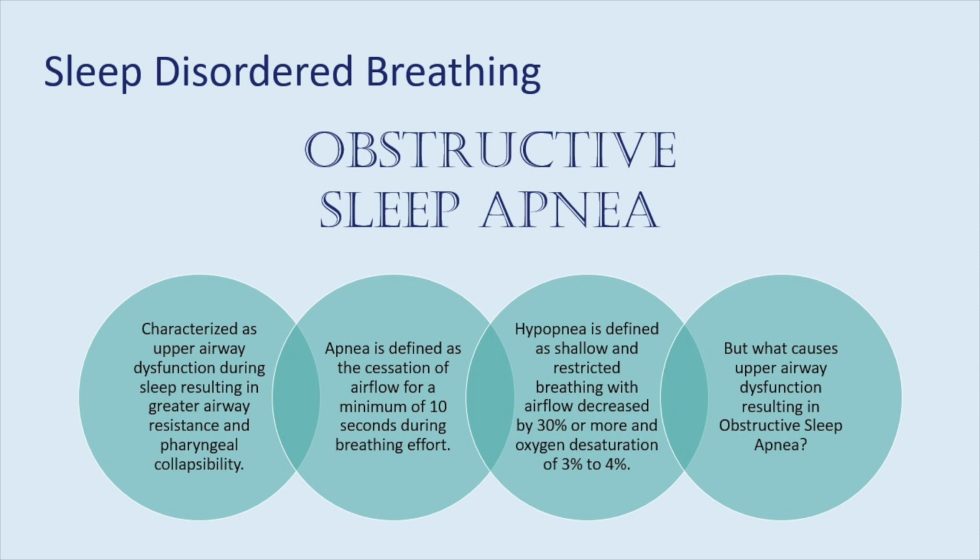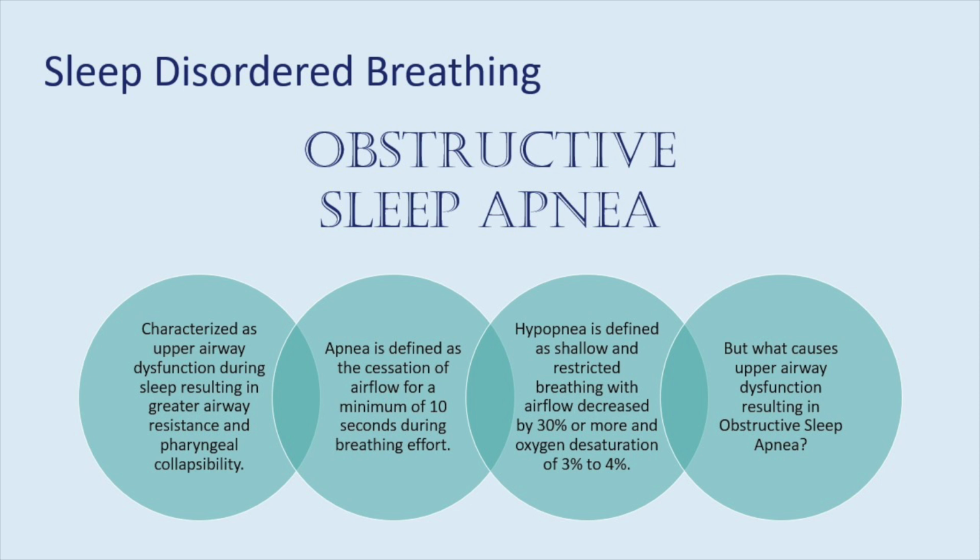So the next component is hypopnea, which also occurs with obstructive sleep apnea, and it is defined as shallow and restricted breathing from airflow decreased by 30 or more percent and oxygen desaturation of 3 to 4%. So you've got a decrease of the amount of air coming in by 30%, and then that air is decreased in oxygen percentage by 3 to 4%. So you're still getting in some air, but less, with less amount of O2 than typical.